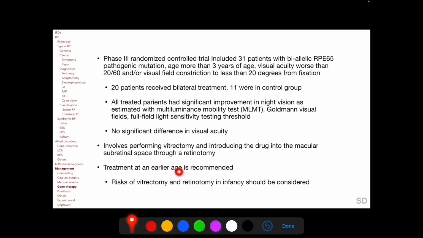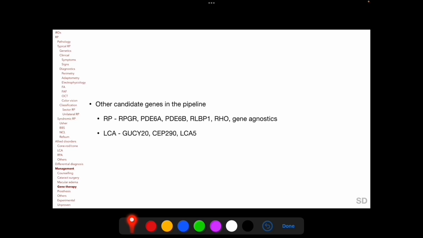Treatment at an earlier age is recommended, but risks of vitrectomy and retinotomy in infancy should be considered, and there are several other candidate genes which are undergoing trials.